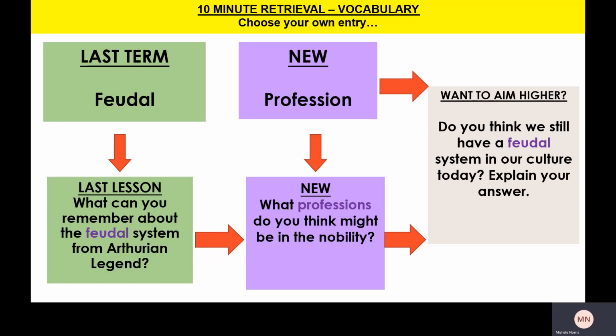Welcome to your second lesson about Chaucer. Let's have a look at your keywords. Your first keyword is feudal.